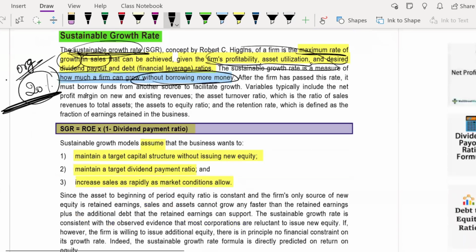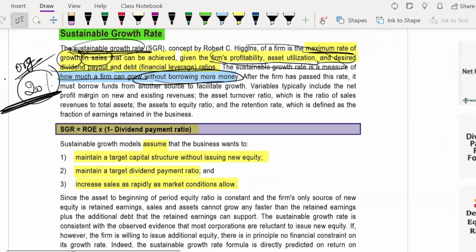So what is the formula for finding the sustainable growth rate? Sustainable growth rate is return on equity multiplied by 1 minus the dividend payout ratio. And 1 minus the dividend payout ratio is nothing but what is also called your retention ratio.